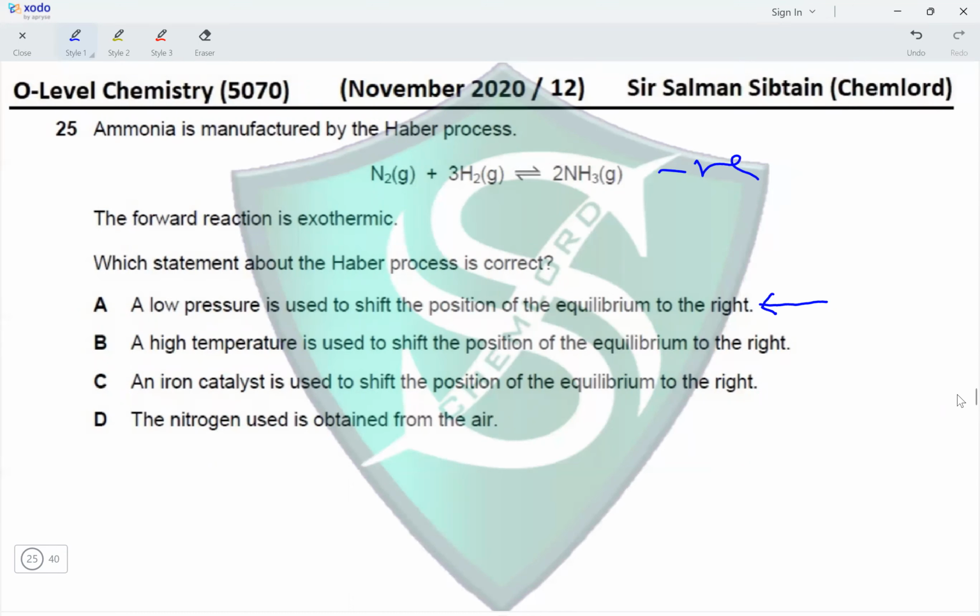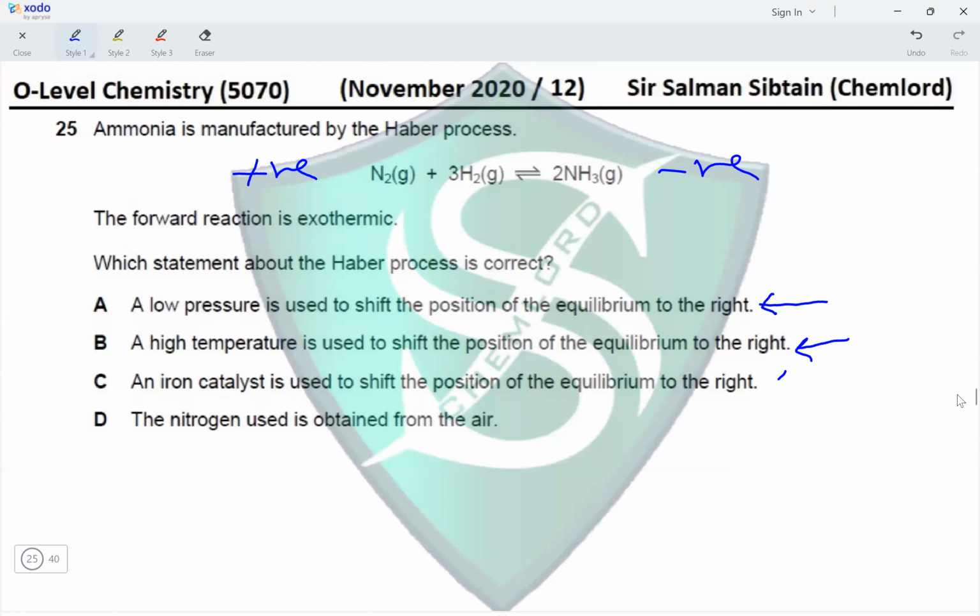Next, a high temperature is used to shift the position of the equilibrium to the right. Since the forward reaction is exothermic, this makes the backward reaction endothermic, and an increase in temperature shifts the equilibrium towards the side which is endothermic. So in this case, a high temperature will shift the equilibrium to the left, not to the right.